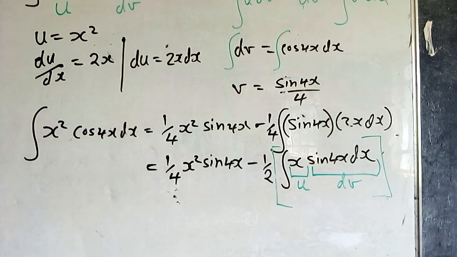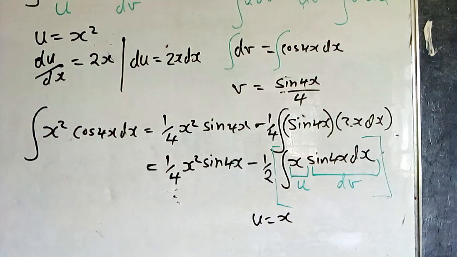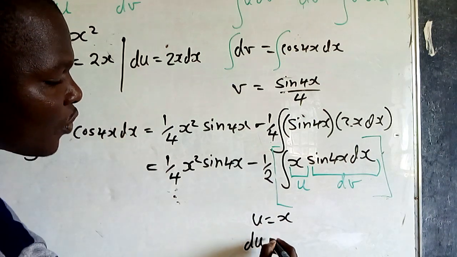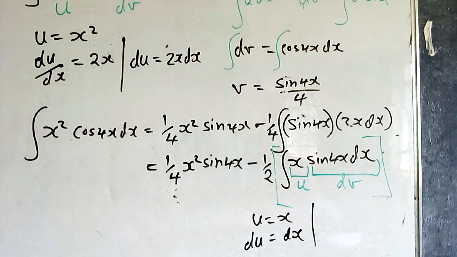You keep on repeating the process until you reach the end. So what do you have? Start substituting. u is equal to x, isn't it? Then, if you differentiate u with respect to x, you get du over dx is 1, meaning du is equal to dx. You are done with that, isn't it? Are we together? Then what is dv?